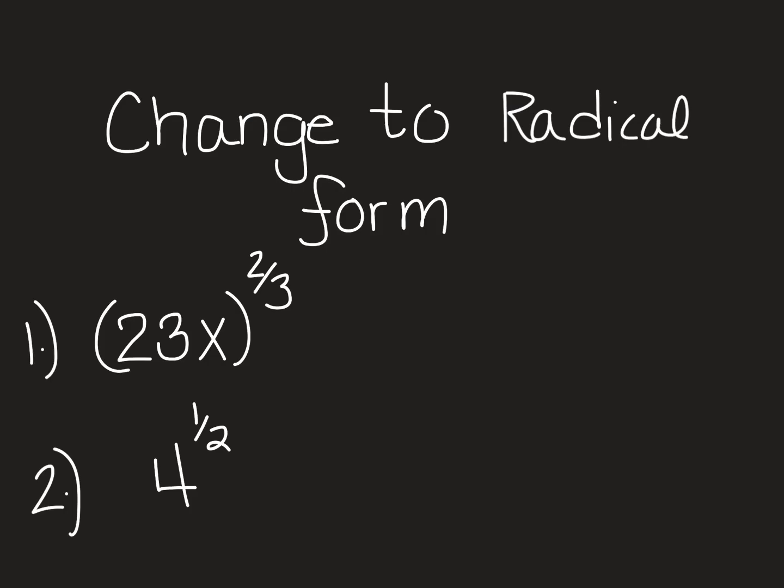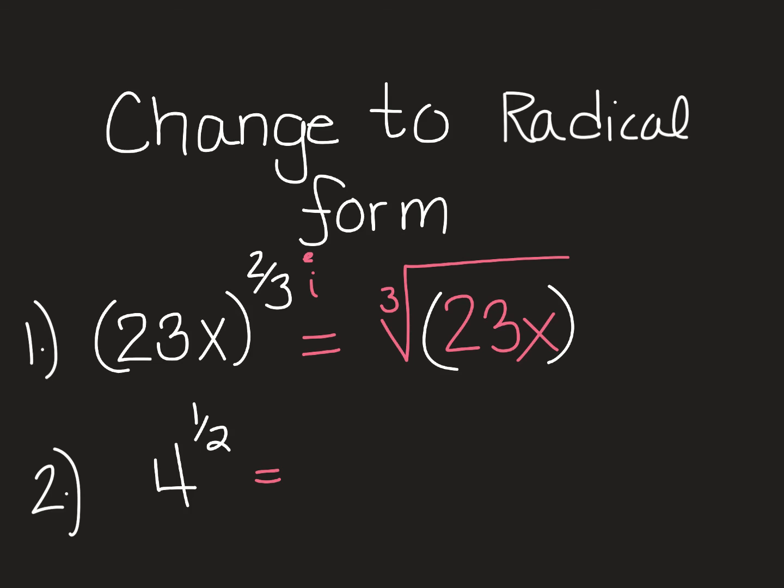So it's your turn to check. I have two problems on the screen. I want you to change both of these to radical form. Hit play when you're ready to check your answers. So the first one, exponent over index, would be the cube root of 23x, because it is more than just one value. It's a product. I'm going to group it together, and the exponent is 2. The second one, 4 to the 1/2. The index is 2. I don't write it. It's understood to be the square root of 4.